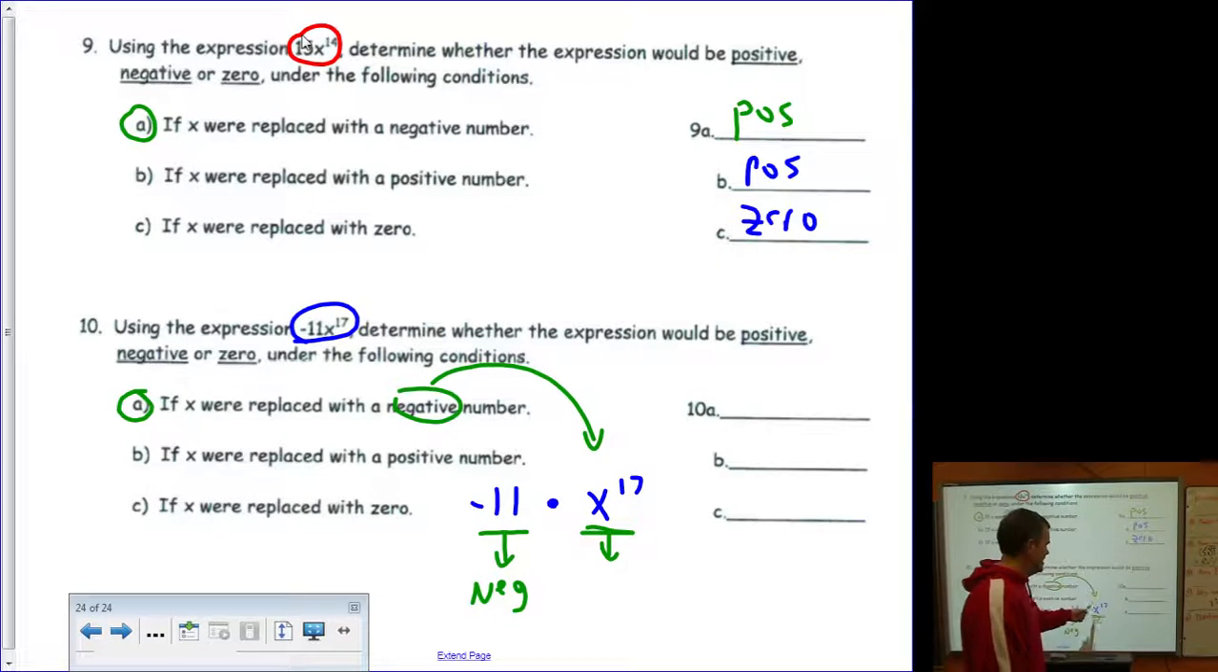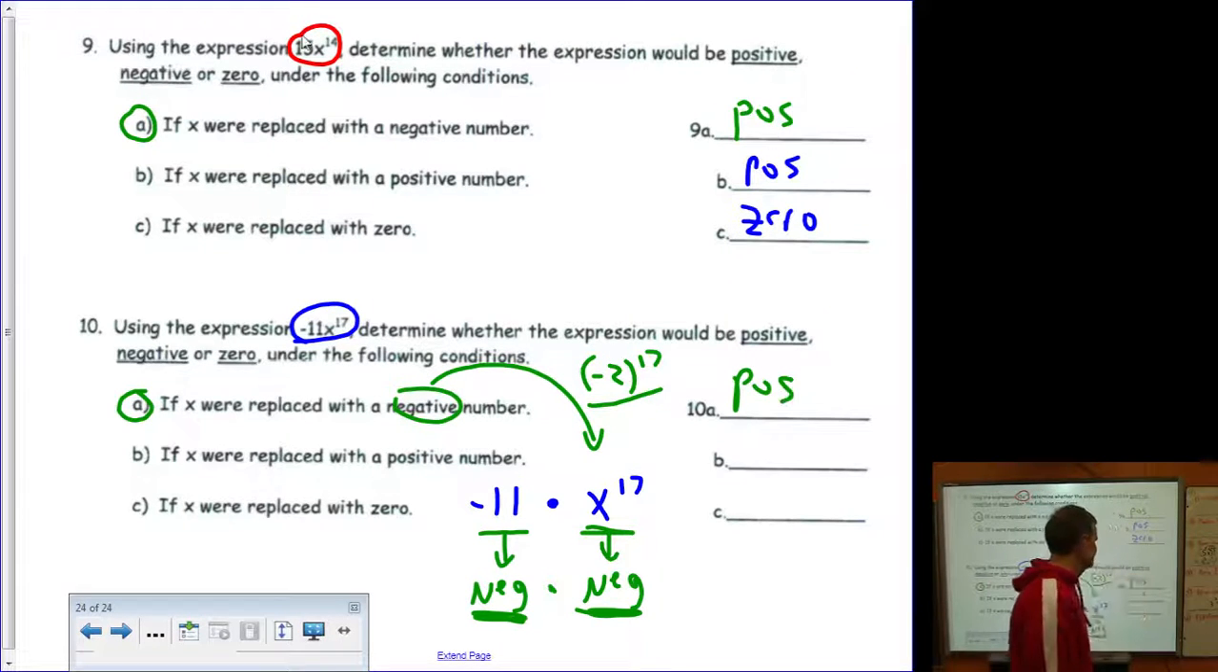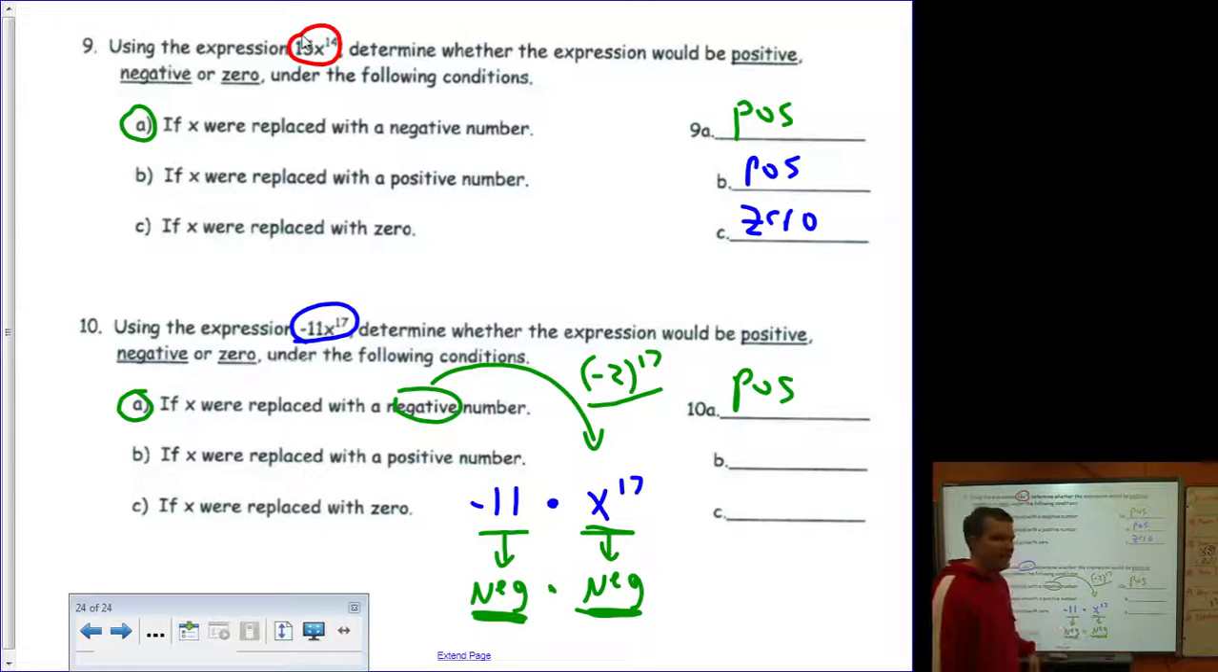So if I put a negative number in for x, like negative 2 to the 17th, a negative number to an odd exponent is negative. I don't know what number it is, but I know it's a negative number, and that's all I really need. So what I end up with here is a negative 11 times a negative something, a negative times a negative, and that's positive. So when a negative number goes in for x, the final result is positive.